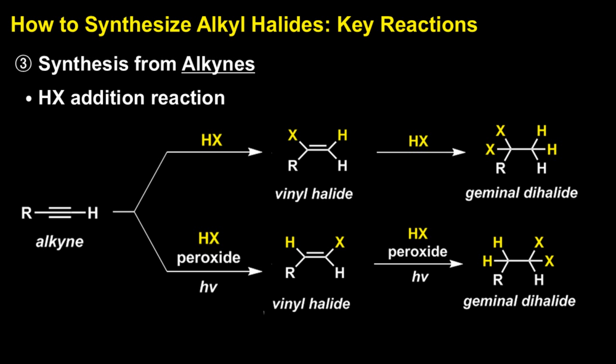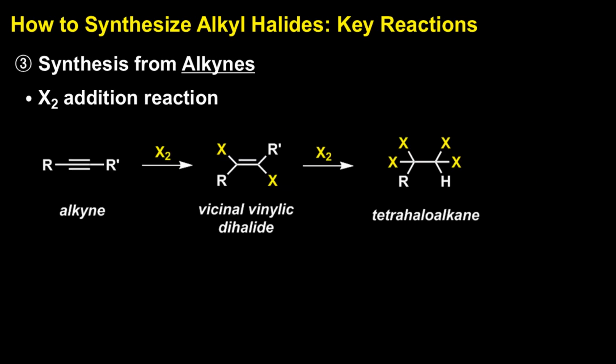And just like with alkenes, if peroxides are present, the mechanism shifts. Now it follows anti-Markovnikov's rule. The halogen goes to the less substituted carbon. But no matter which path it takes, adding excess HX leads to the same result, a geminal dihalide.